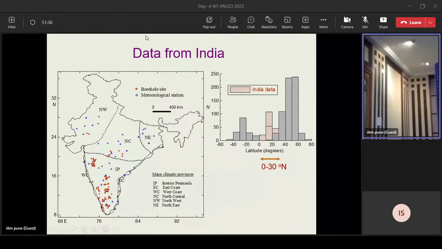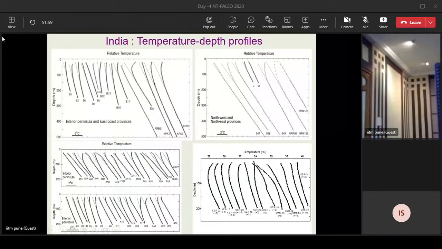So what we did was, these are all the boreholes that have been measured for heat flow purposes, starting from the 1960s, and we took all these temperature profiles. It was part of my PhD thesis also. And then we looked at these different temperature profiles in different areas.